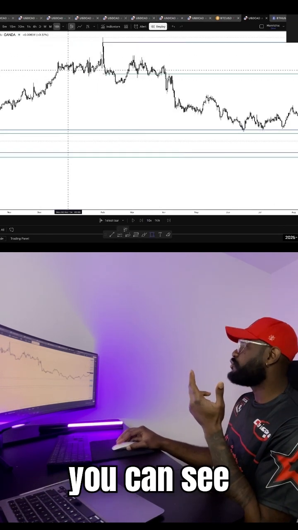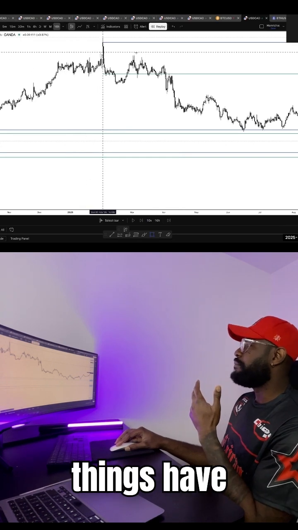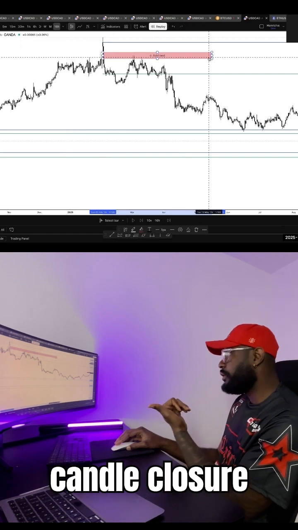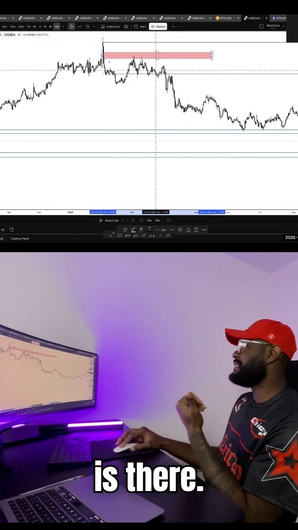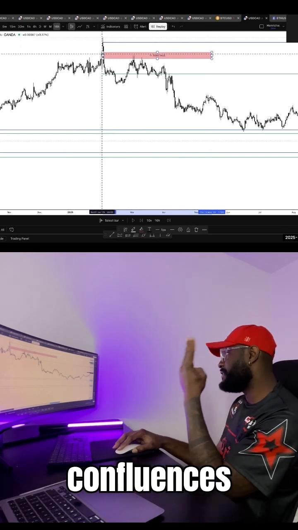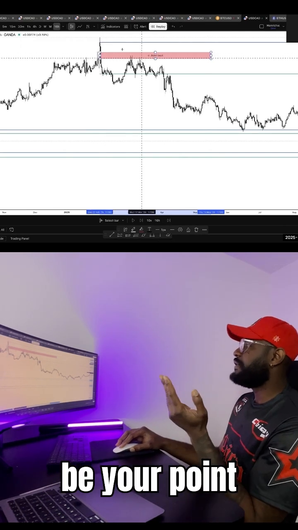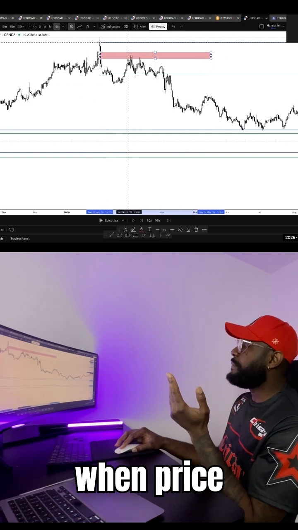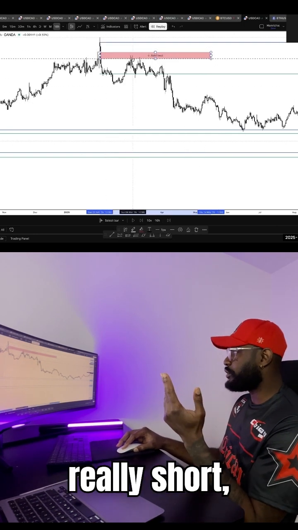Now you can see that so many things have aligned for price to come to this position. The close, the candle closure on the weekly is there. There's liquidity, previous high. There's inefficiency. Now you have three confluences aligning for this area to be your point of interest for you to sell from that area. So when price comes in here, you now see a 30 minutes break of structure. You can take that sell.